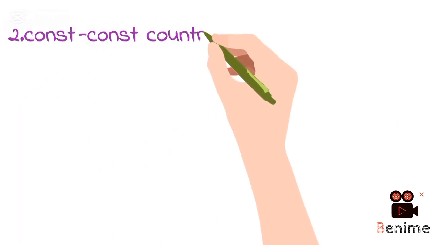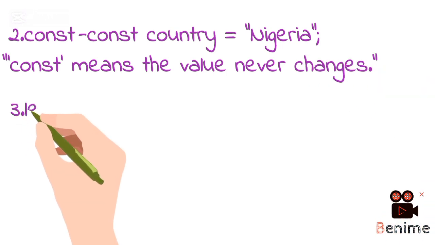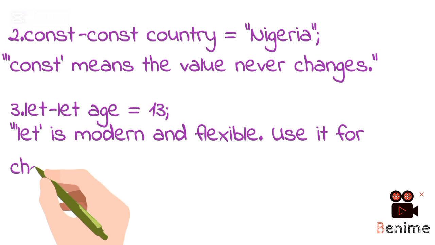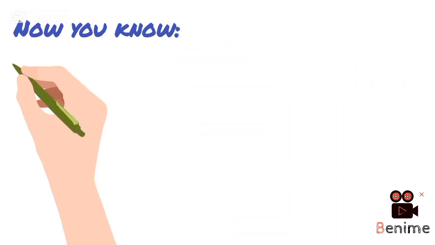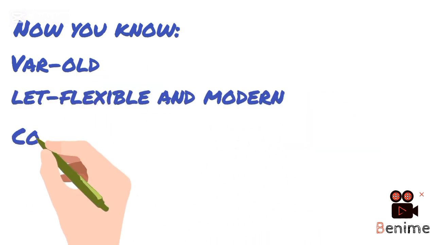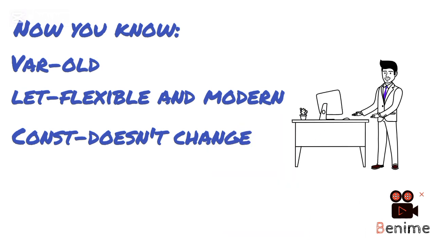Second, const. Const means constant, and constant doesn't change. So whenever you use it in your code, the value never changes. The third one is let. Let is modern and flexible, used for changeable values. By the end of this video, you'll know var is old school, let is flexible and modern, and const doesn't change its values.